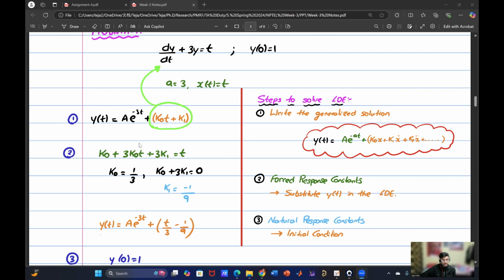Can you please explain why you stopped at k1, sir? Because this is time, right? So what is the first derivative of t? It is constant, right? 1. And what is the second derivative of t? It is 0, right? So it will vanish after the second derivative.